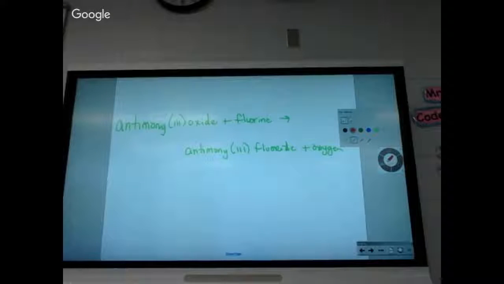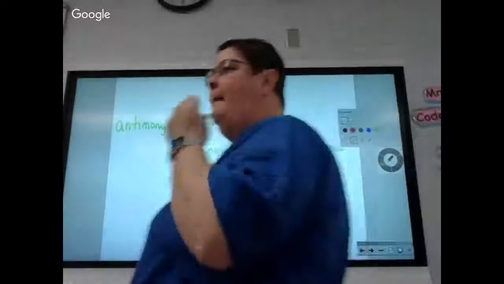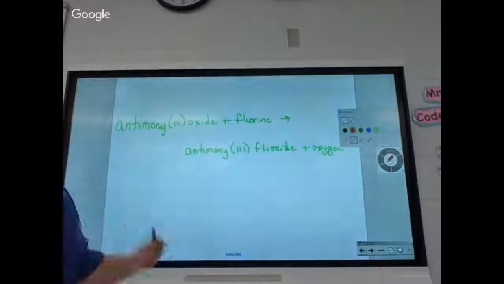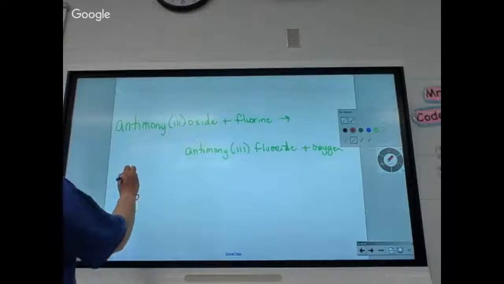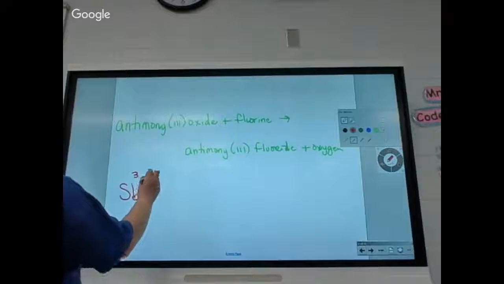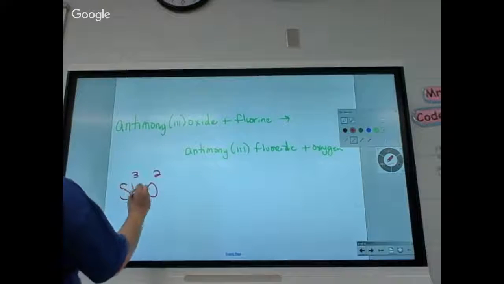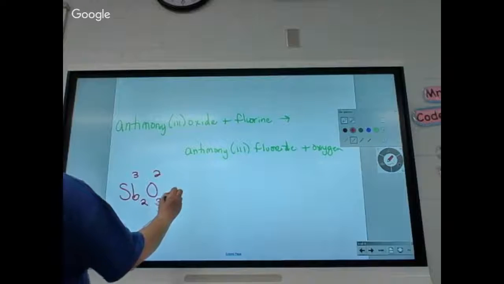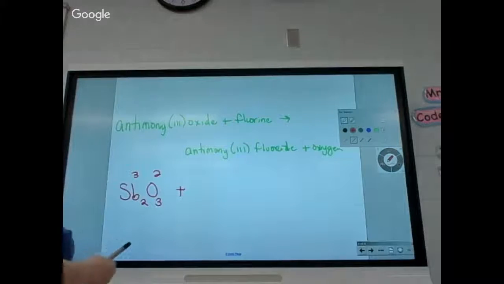All right, what can you tell me about the first thing that's up there? It's a what? It's a compound. So what do we need to do? Crisscross. What's antimony? Yeah, what's the symbol? So Sb has a 3, and oxide has a 2, okay, so the 2 comes down and the 3 comes down. All right, plus, what's fluorine?